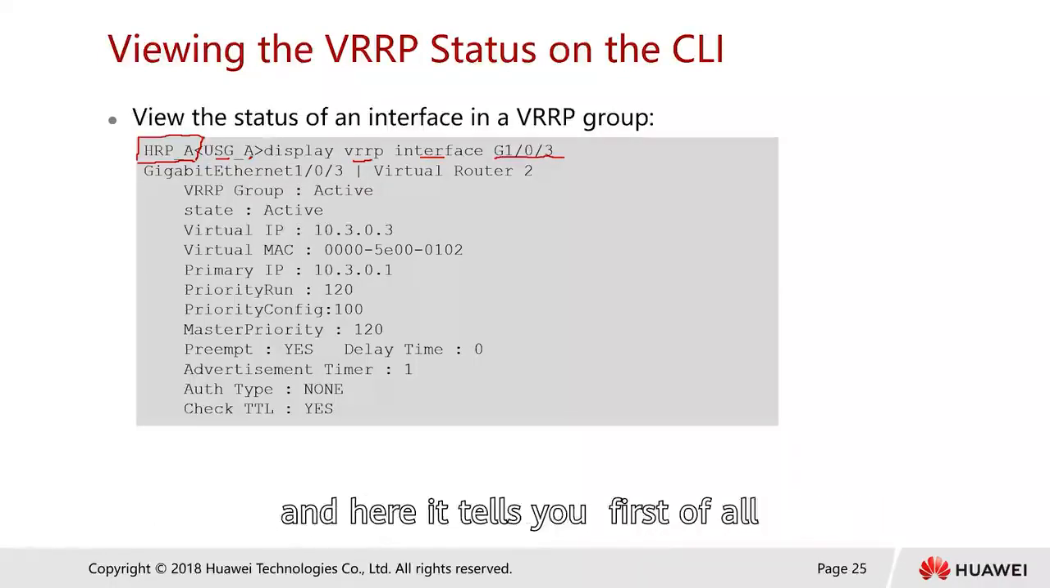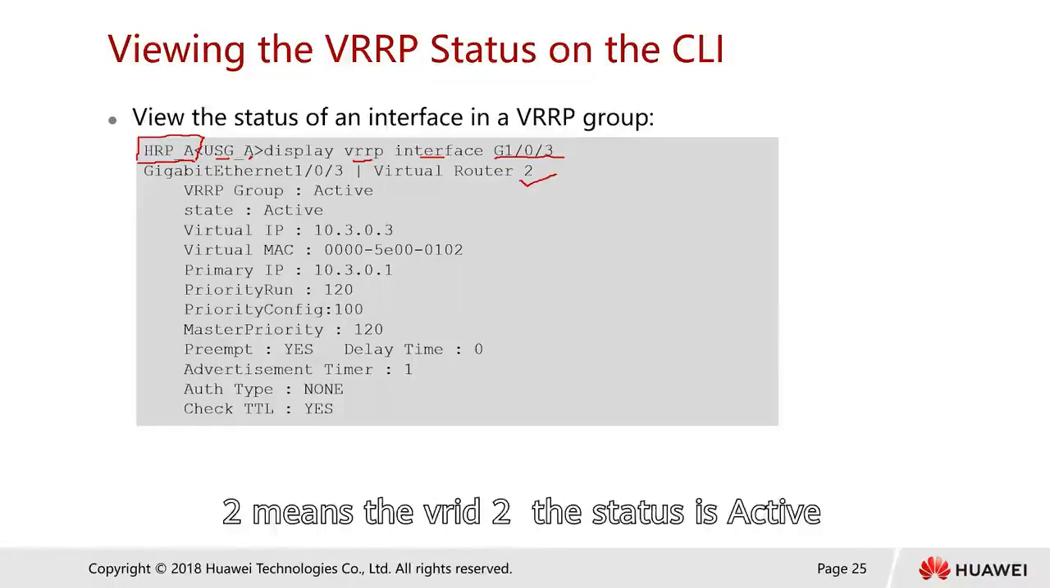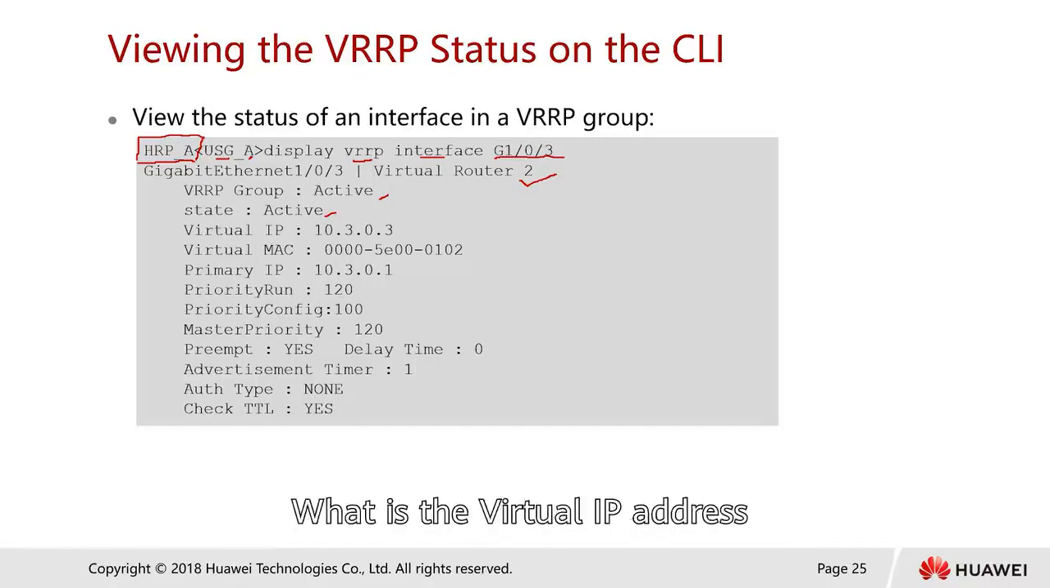Okay, and here it will tell you, first of all, this is virtual router session 2. The 2 here means the VRID 2, and the state is active. What is the virtual IP? Yeah, the virtual IP. And there's also a virtual MAC address.